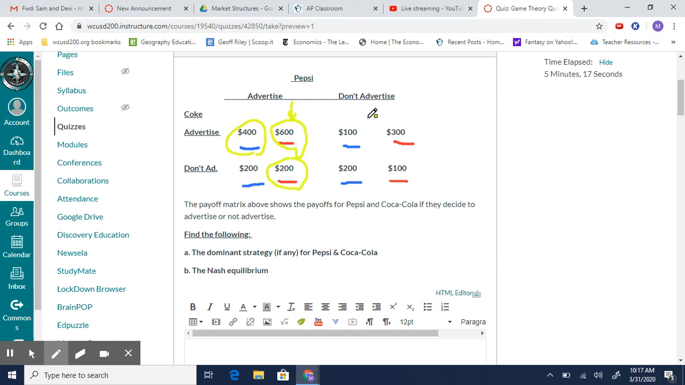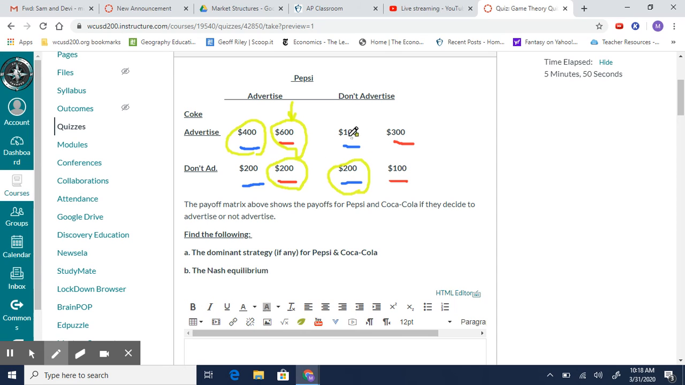They're going to advertise. If Pepsi decided to not advertise, Coke has 2 choices. They can make $100 or $200 and not advertise. They are not going to advertise. Now, because Coca-Cola doesn't have 2 circles in a row, they do not have a dominant strategy, meaning that their decisions are going to be based off of what Pepsi does.